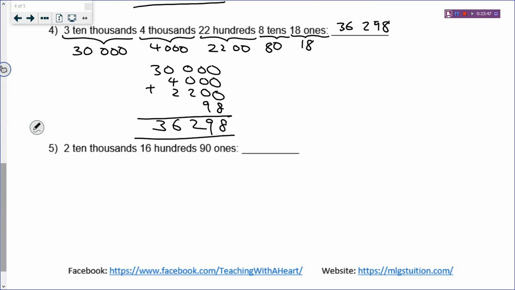Alright, so 10,000, that will be 2 tens. 2 tens is 20. 20,000.